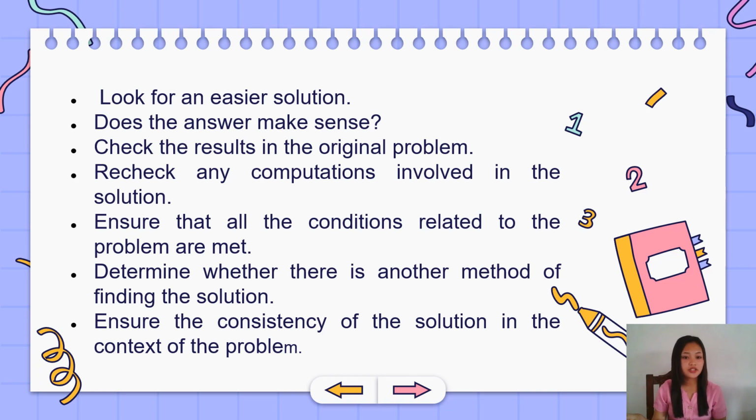So if dili gyud na ma-met, so pasabot nga dili sakto atong answer. Determine whether there is another method of finding the solution. Last, ensure the consistency of the solution in the context of the problem. So those are the four steps made by George Polya in problem solving, in order for us to be aware or to be guided in answering the problem given.